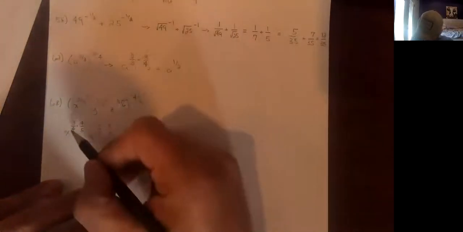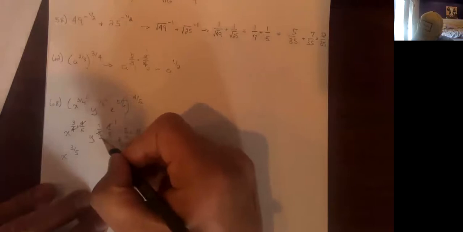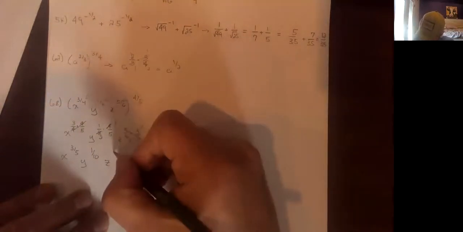So now when I do that, I cross cancel. The 4's cancel out here. I'm left with x to the 3/5. Here, my 4 cancels in here. I'm left with 1 times 1, 2 times 5. So y to the 1/10, and then I'm going to have z to something. My 5's cancel out. 2 goes into 4 twice, into 6 3 times. So z to the 2/3.